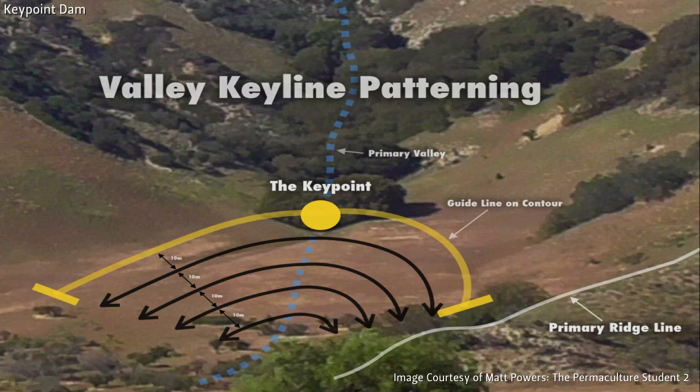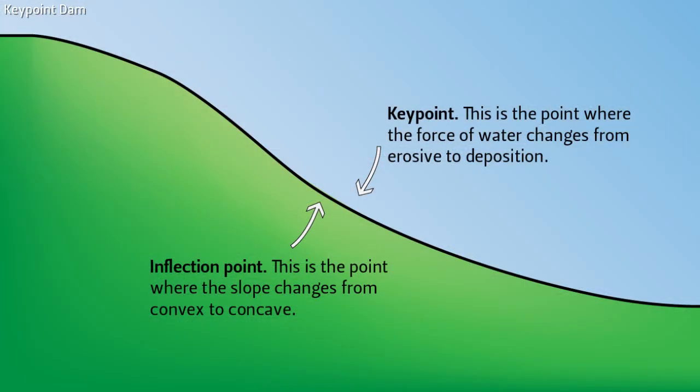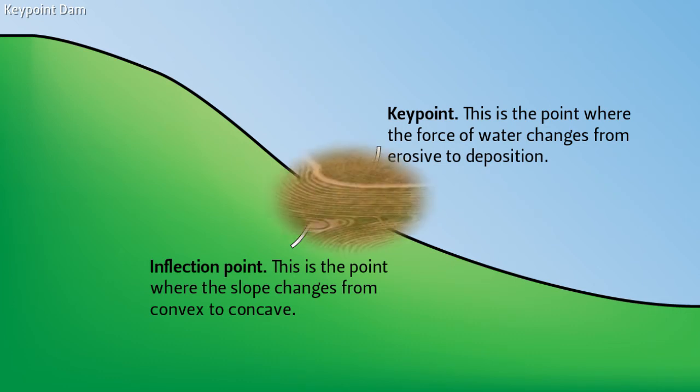The next lowest pond location is in what PA Yeomans referred to as the key point. The key point is the location in the landscape where the terrain goes from steep to gentle, or convex to concave. That inflection point is the key point, and it's a good location to examine for reservoir feasibility.